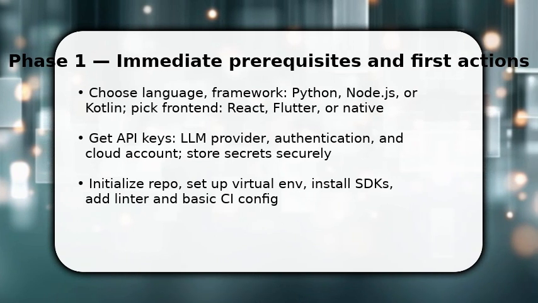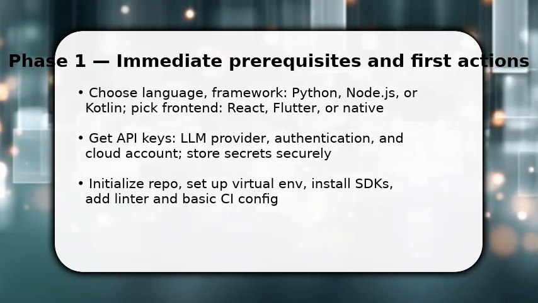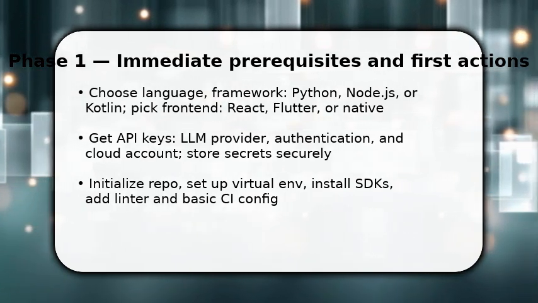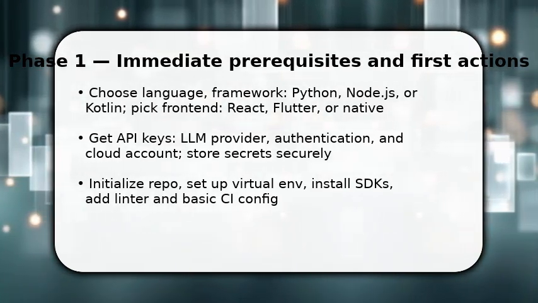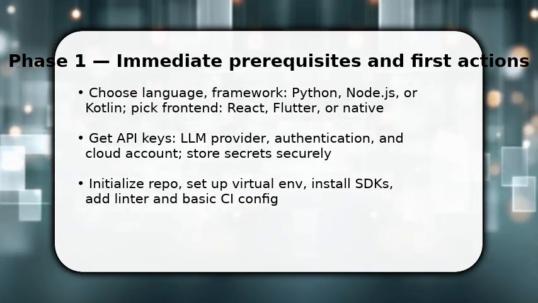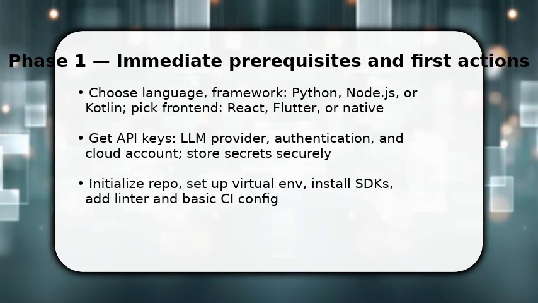Next, store API keys in env files or a secrets manager so you don't hardcode credentials. Also add a linter and basic CI to catch early bugs. These small steps save hours. From here, you can scaffold the backend and minimal UI to connect to the model.